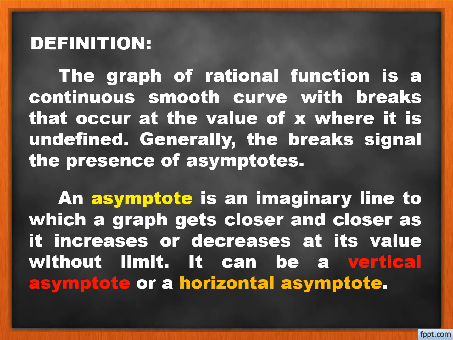So what is an asymptote? An asymptote is an imaginary line to which a graph gets closer and closer as it increases or decreases at its value without limit. So, it is a vertical or horizontal line, which is imaginary, wherein parang palapit ng palapit yung graph sa kanya, pero hindi siya dumidikit dun sa line na yon. So, we have two types. We have the vertical and the horizontal asymptote. So, later, papakita ko din kung paano hanapin yung vertical and horizontal asymptote.